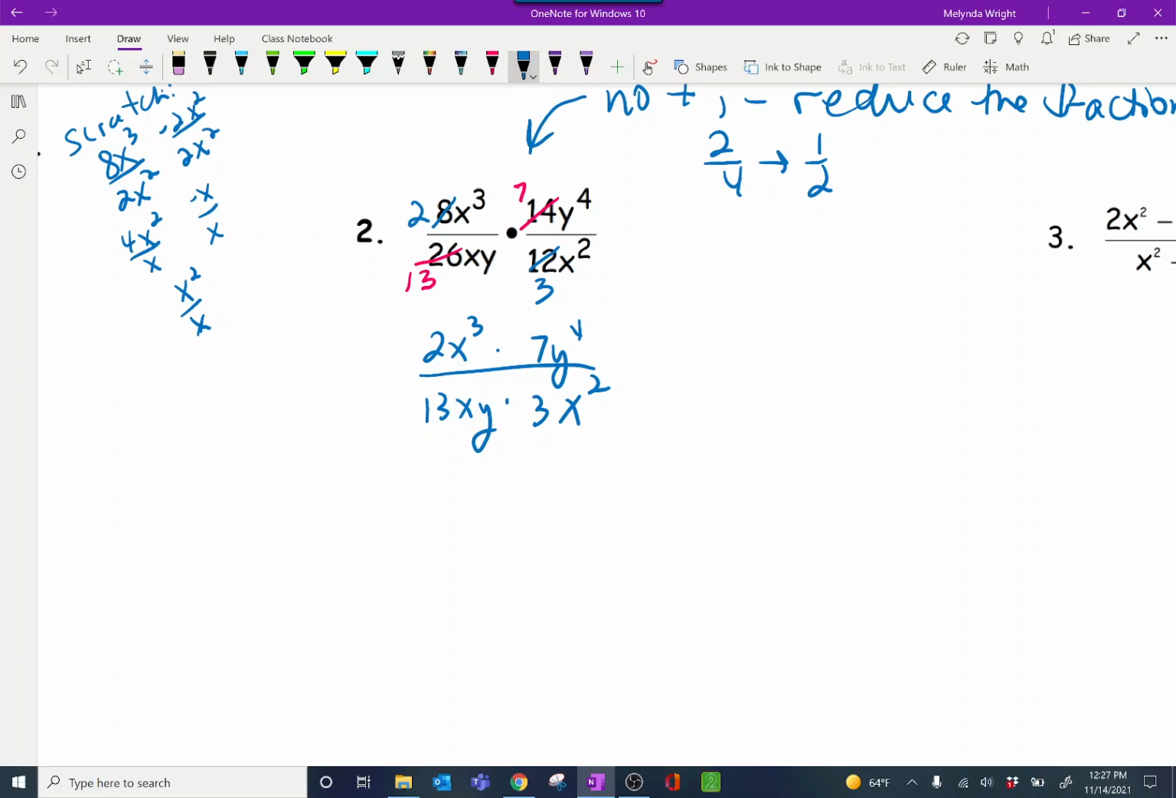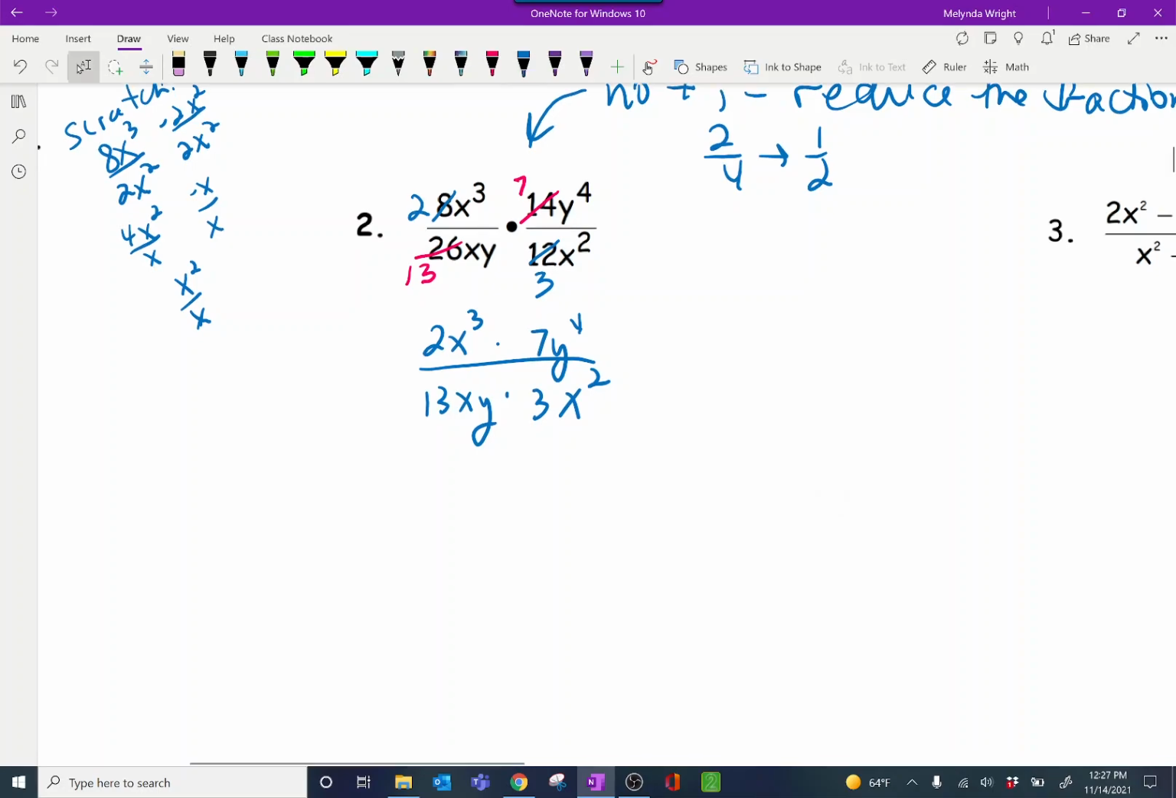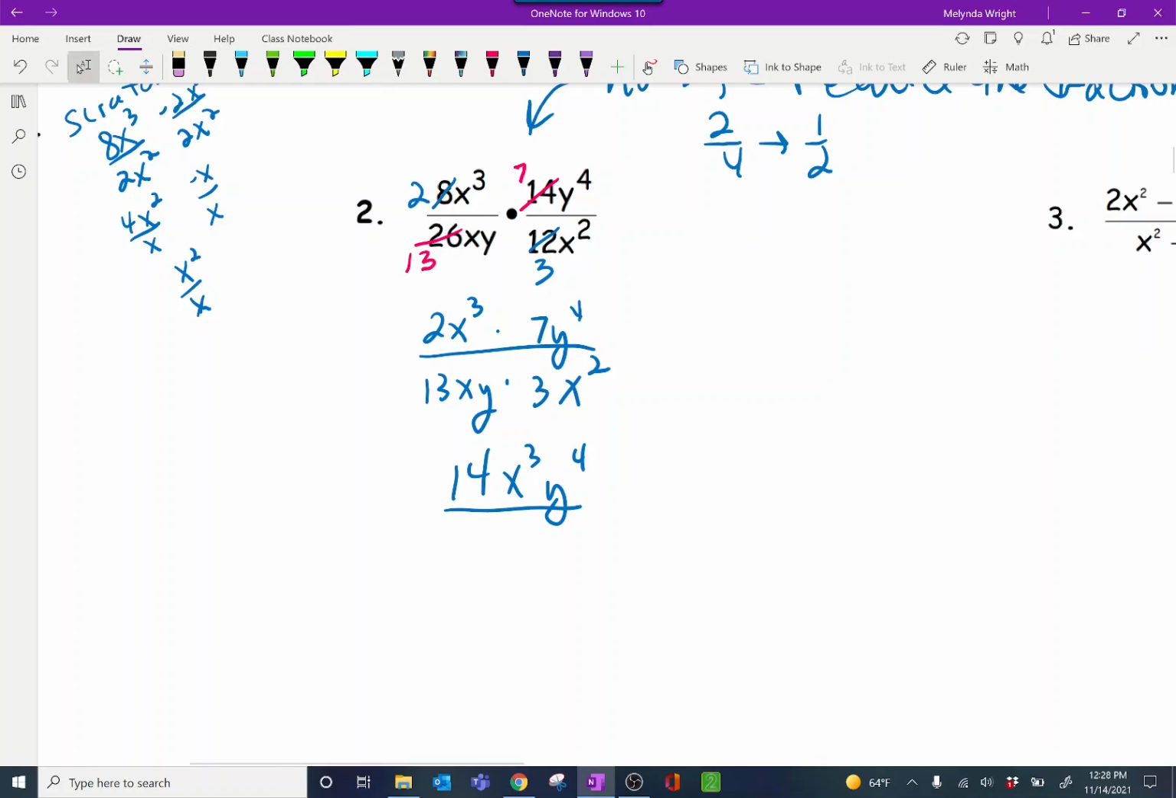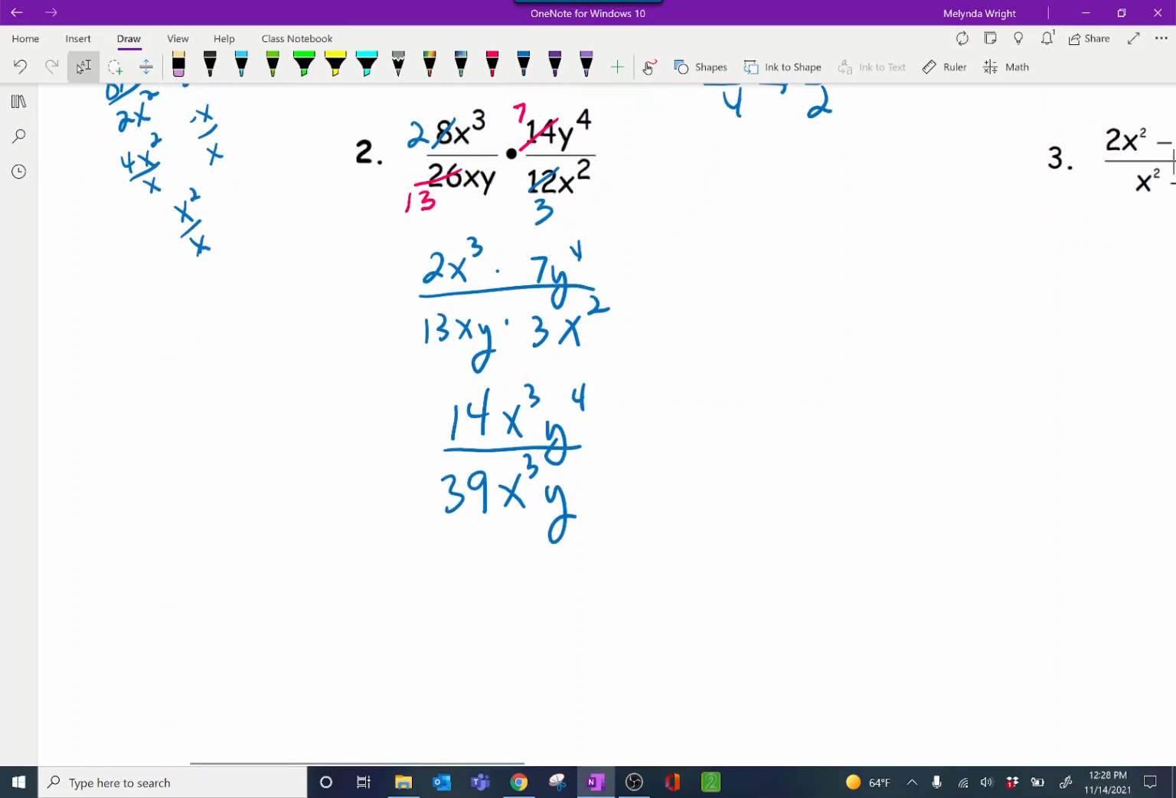So we can multiply straight across the top. That is fine. To make this look a little simpler, there's a big mess going on there, so let's just clean that up. 2 times 7 is 14, x cubed times y to the 4th. And then we've got 13 times 3 is 39, x times x squared is x cubed, and then I have a y. All right, so that's a bit cleaner.